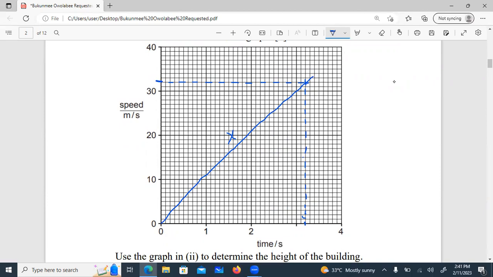Now, how do you find the total distance traveled by the stone? We find the area of this right angle triangle. That is the area under the curve. And what shape is this? The shape here is a triangle. This is a right angle triangle.